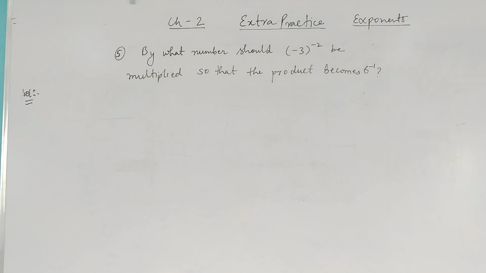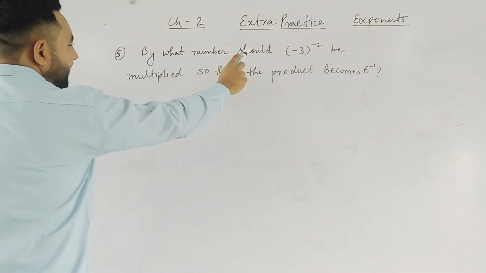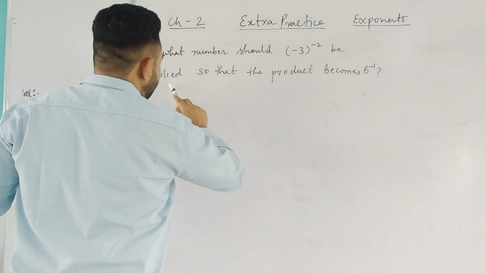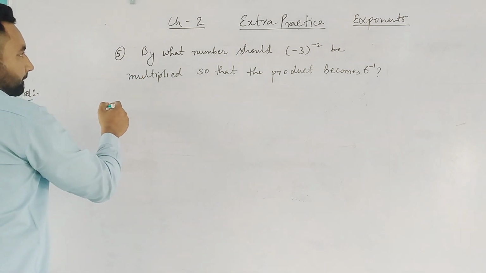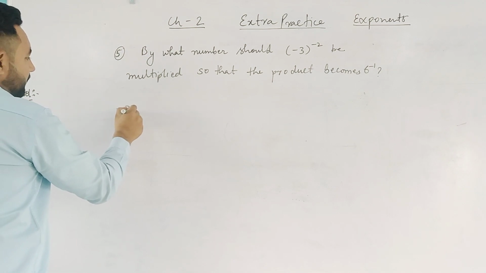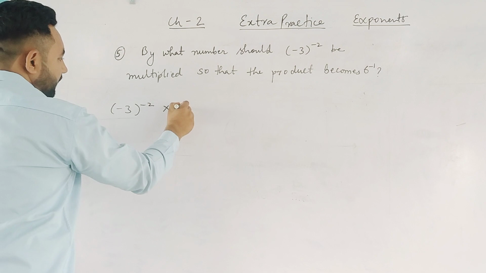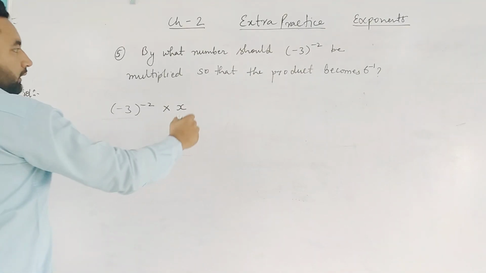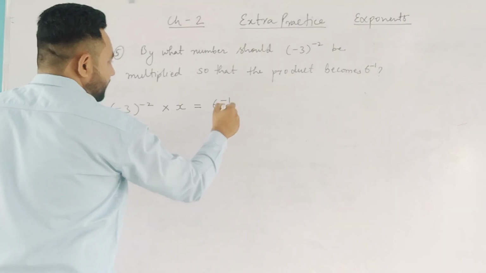Now we have another question. By what number should minus 3 to the power minus 2 be multiplied so that the product becomes 6 to the power minus 1? So let the number be x. We will multiply minus 3 to the power minus 2 by x so that the product of these two becomes 6 to the power minus 1.